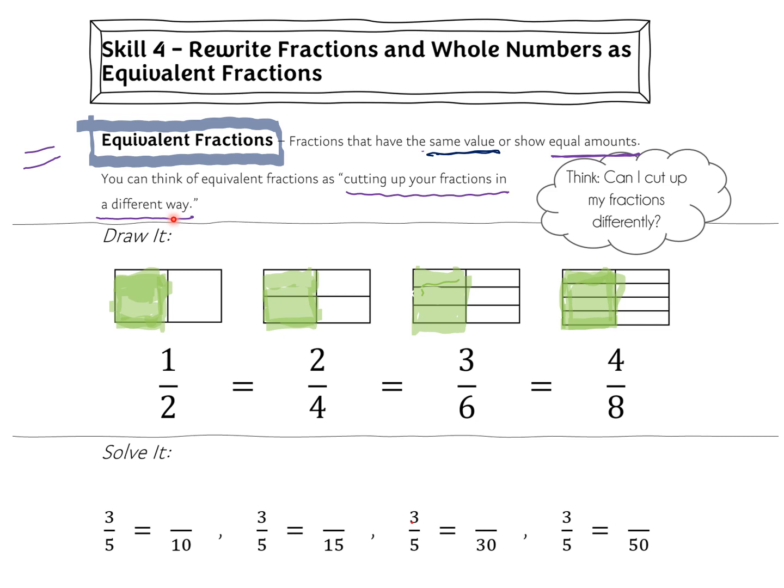That's the big thinking when we talk about equivalent fractions. So we can draw it to show how these fractions are the same value but are cut up differently, and so they're different fractions.